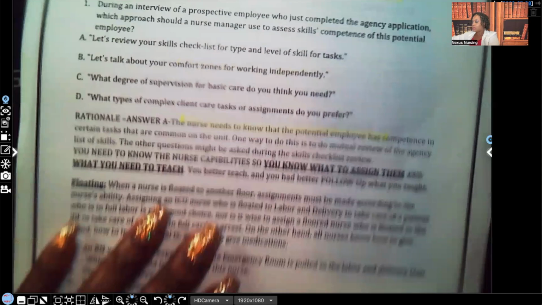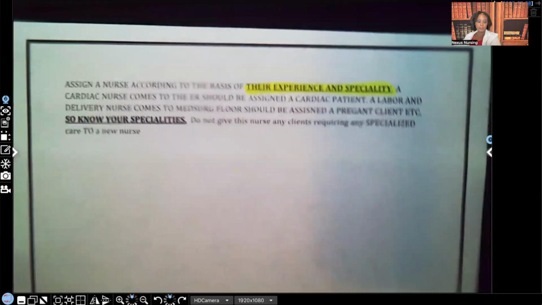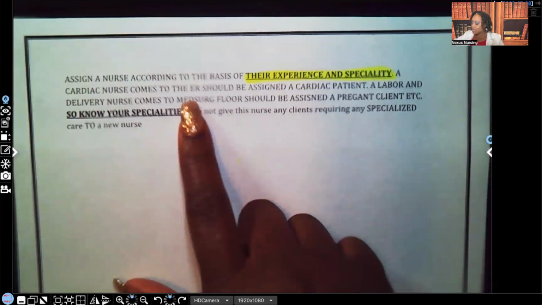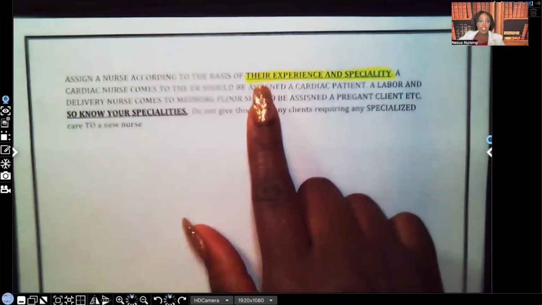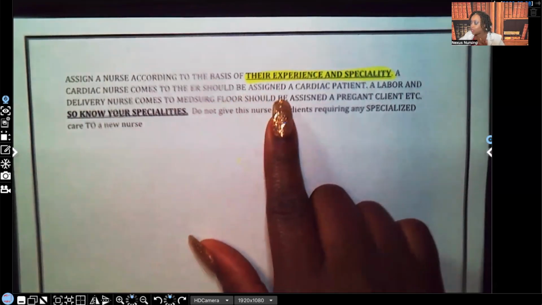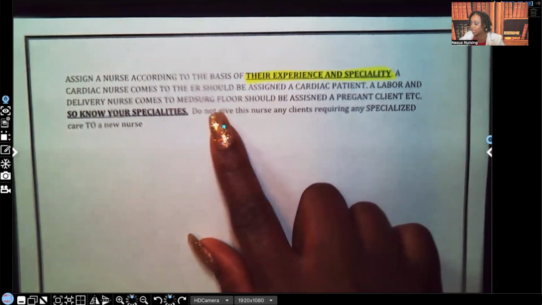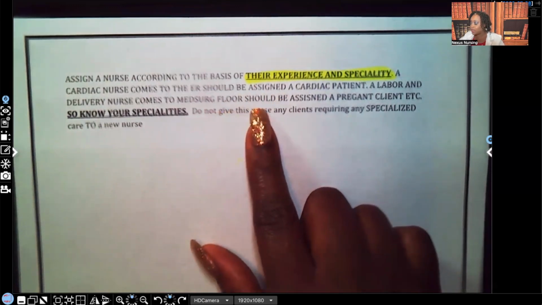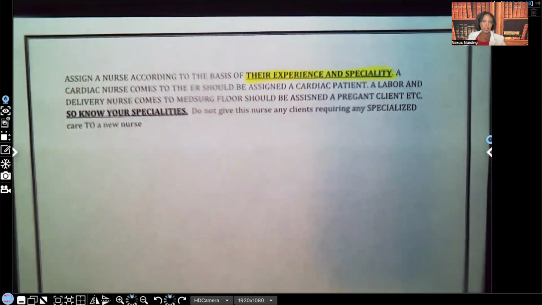And lastly, assign a nurse according to the base of their experience and specialty. I just explained that to you. A cardiac nurse who comes to the ER should be assigned a cardiac patient. A labor and delivery nurse who comes to the med-surg floor should be assigned a pregnant patient, etc. So make sure you guys know your specialties. Do not give this nurse any patients that require specialized care, because they wouldn't know what that specialized care is because they never worked on that floor.